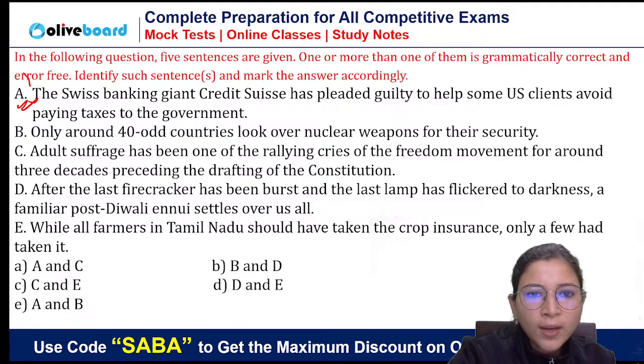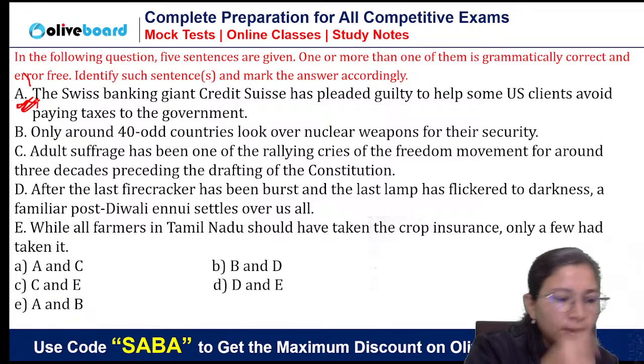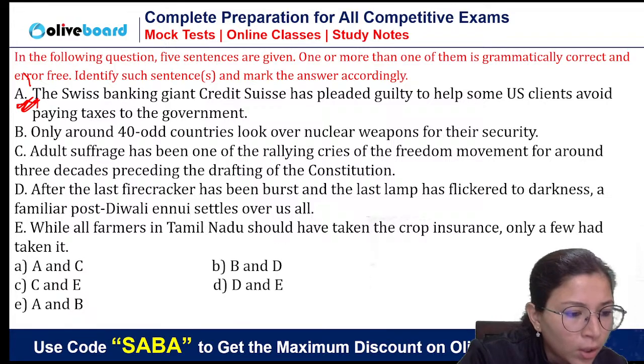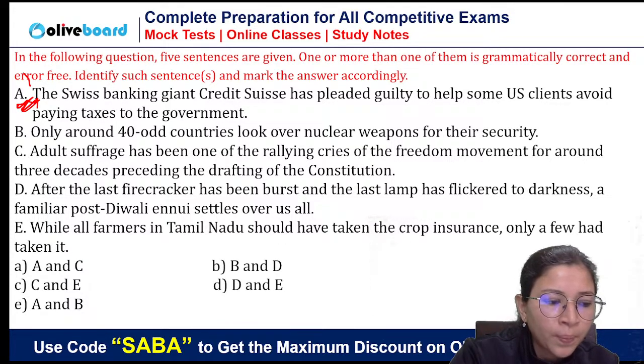The Swiss banking giant Credit Suisse has pleaded guilty to help some US clients avoid paying taxes to the government. So first of all, what is wrong in A? One by one we will see, guys. A is right or wrong? So everybody is saying wrong. No, not for helping.